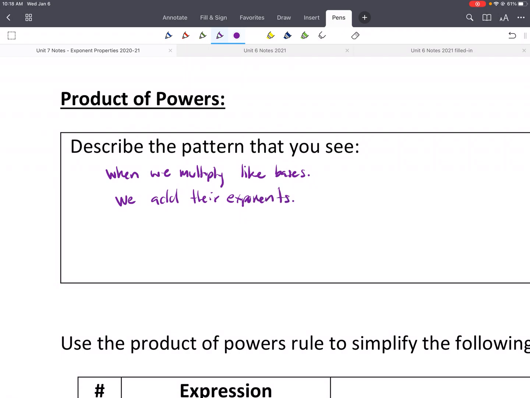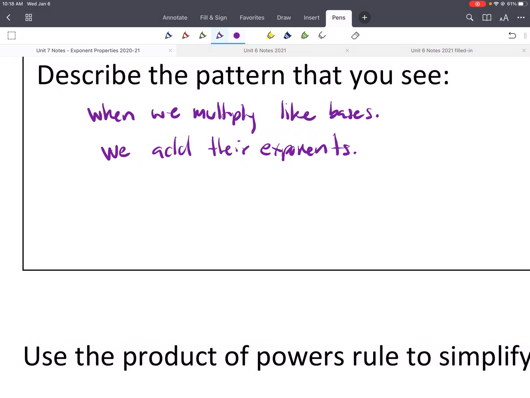Okay? A generic way we could write this is: if we have x to the a, where a is just a number, times x to the b, which is just a different number, that would be equal to x to the a plus b. So if we put in numbers, we could do x to the 3 times x to the 5 is equal to x to the 8th.